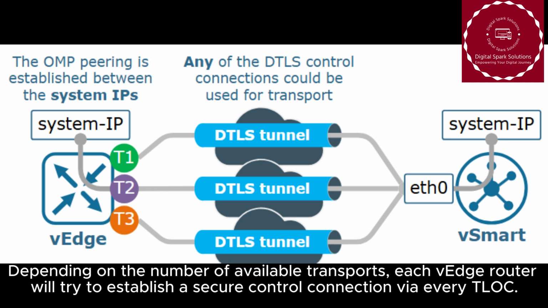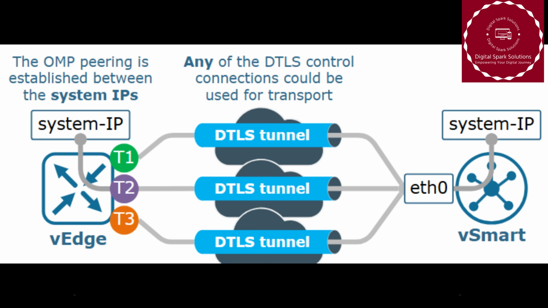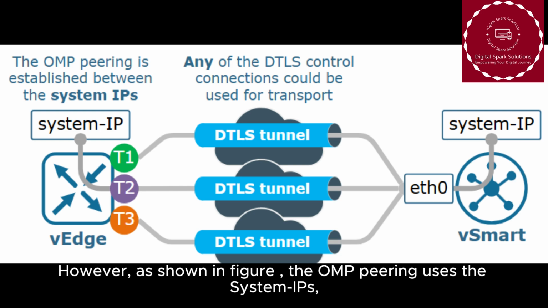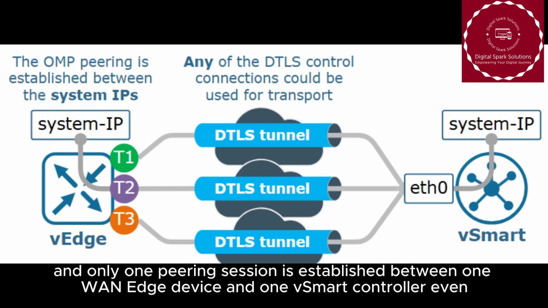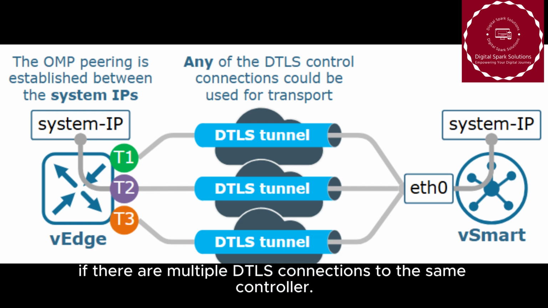Depending on the number of available transports, each vEdge router will try to establish a secure control connection via every TLOC. However, as shown in the figure, the OMP peering uses the system IPs. And only one peering session is established between one Edge device and one vSmart controller, even if there are multiple DTLS connections to the same controller.